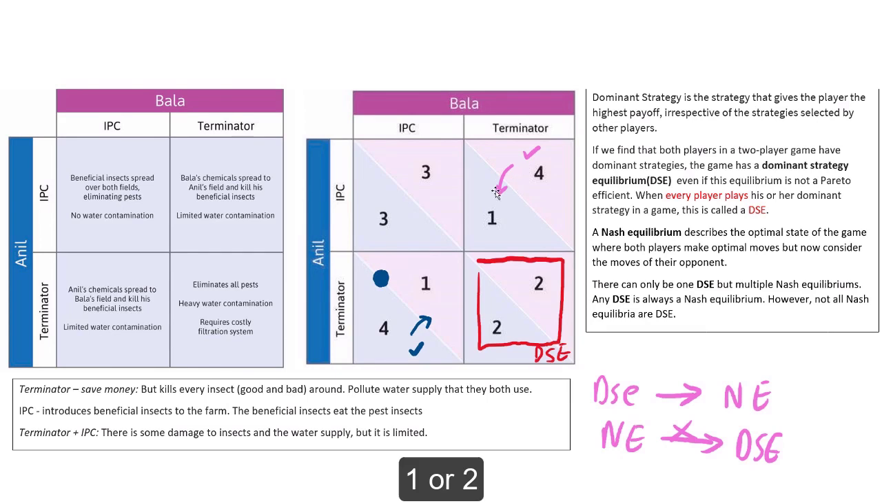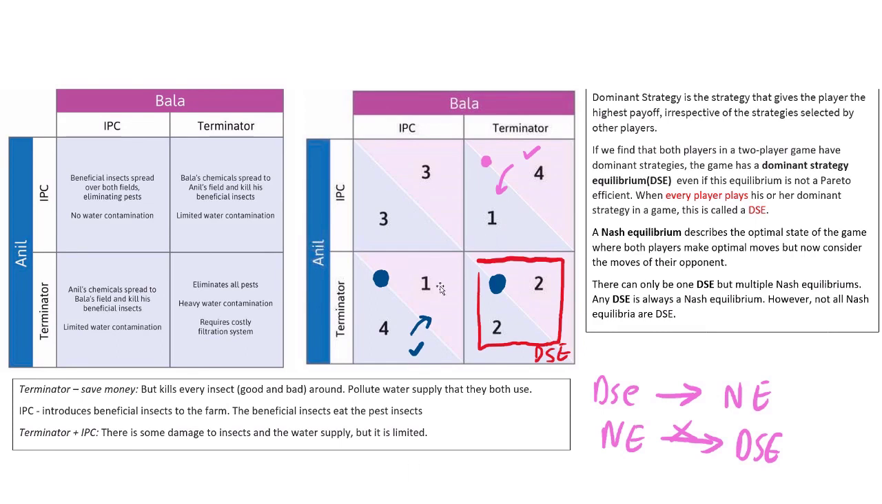Okay, if Bala chooses Terminator, what would Anil do? What will Anil choose? Let's see, the pair is 1 vs 4 and 2 vs 2. The answer is Anil will choose 2 vs 2, okay? Let's look at Bala. For Bala, if Anil chooses IPC, what will Bala choose? 3 pair of 3 vs 4 pair of 1, okay? So Bala is going to choose 4 pair of 1. Bala is going to choose this.